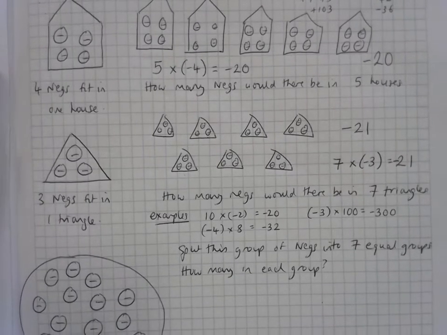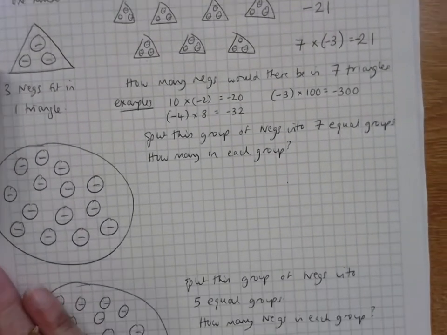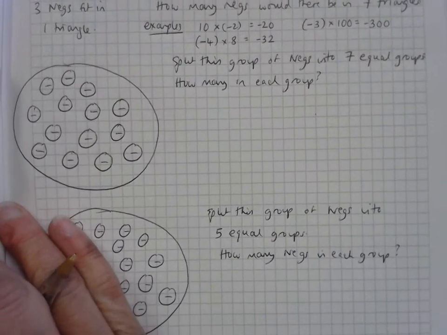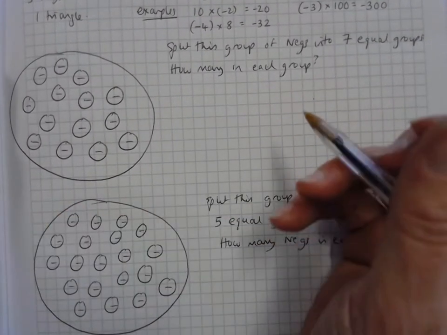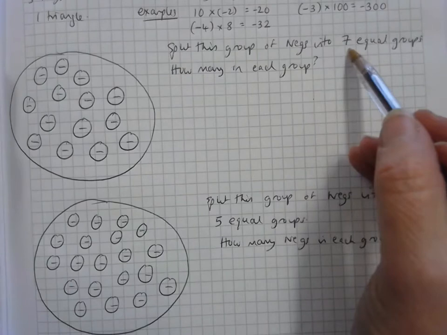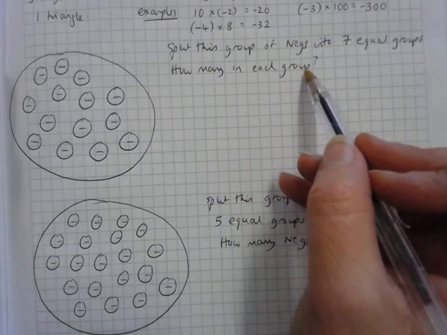In this next one, we're going to look at division. If you remember, when you did division, you looked at splitting groups up. So split this group of negs into 7 equal groups. How many in each group? Let's see how many negs there are.